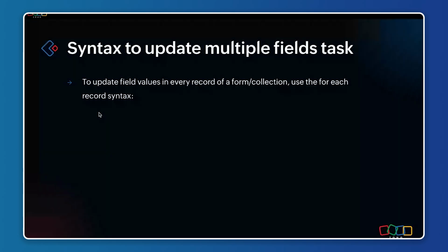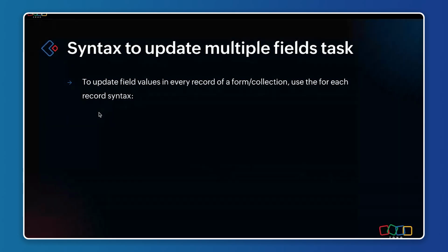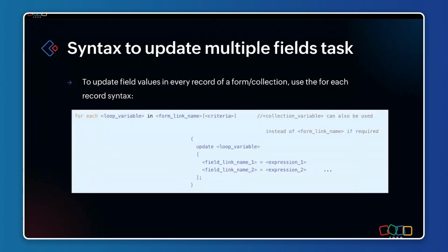If you wanted to update every record of the form, then you can go for the for loop option. Let's say you have the list of records in your report. You wanted to iterate through every record and then update the field value in all those records. In those cases, you can go for this for loop option. For each loop variable in the form link name, here goes the criteria. You can use the syntax update loop variable, field link name is equal to expression.